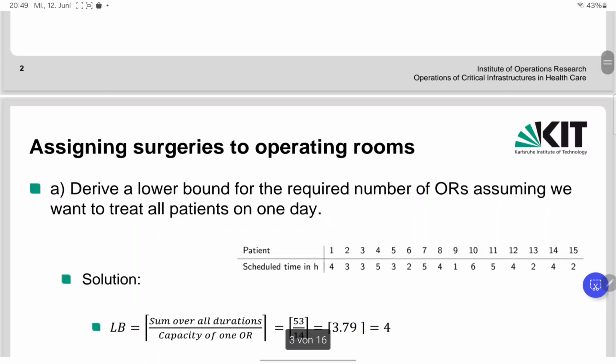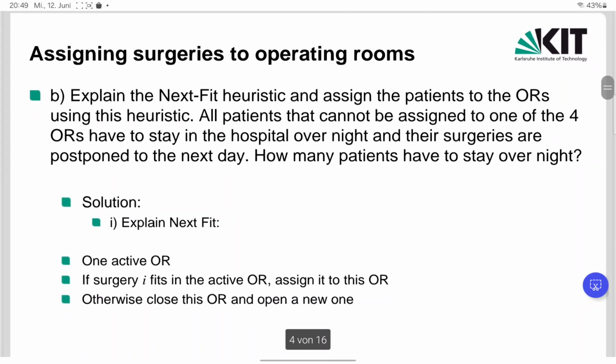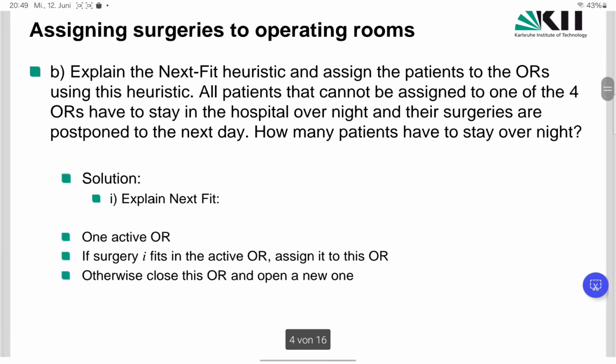So, okay, it's nicely written again, and then going to B. So in B we have to explain first of all the next fit heuristic, and then assign the patients to the ORs using this heuristic. Okay, and what we have to keep in mind is, if we cannot assign all patients to one of these operating rooms, then the patients have to stay overnight, and their surgeries have to be delayed. Okay, and we want to know now how many patients have to stay overnight.